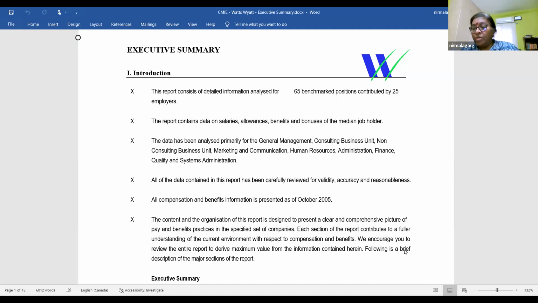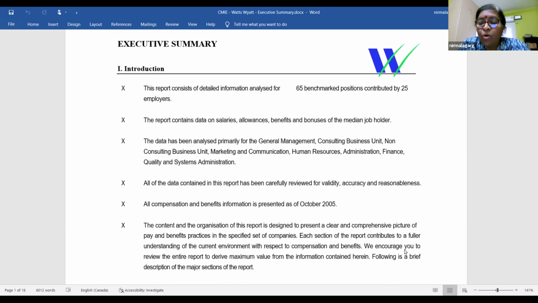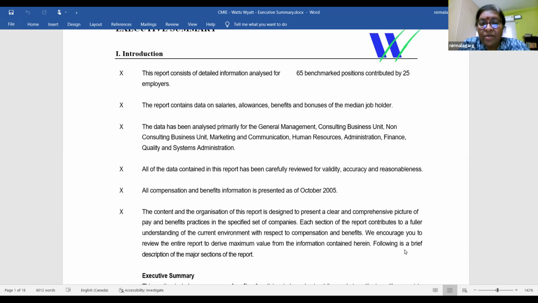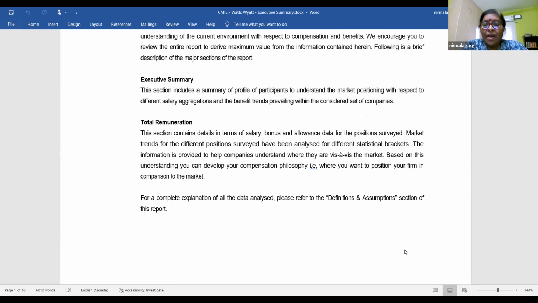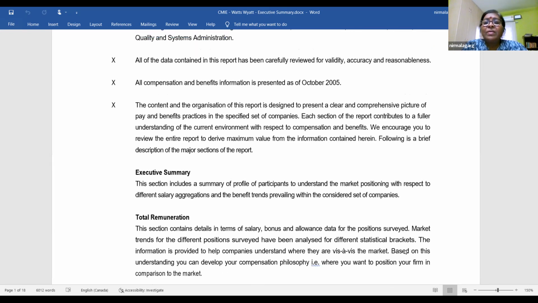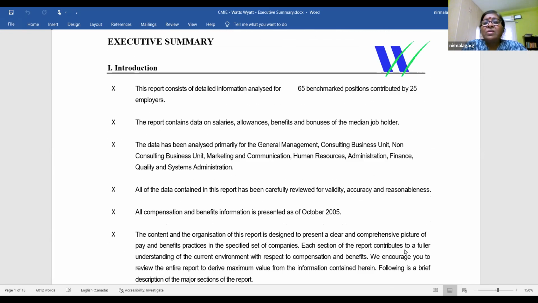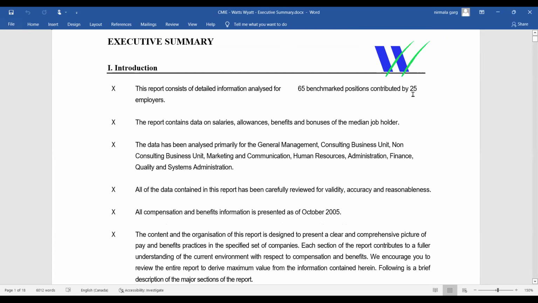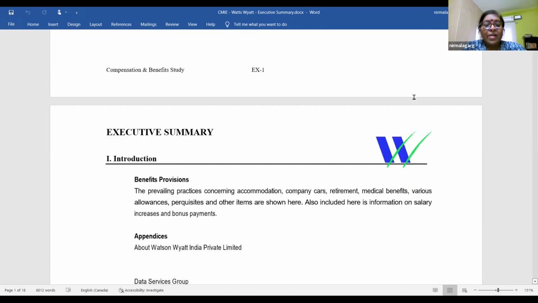Now, I don't know how many of you have actually seen a survey and used it. This is an old one, but it gives a lot of good understanding. This is a salary survey done by Watson Wyatt earlier. It looks like this. If you notice, this survey has taken 65 benchmark positions and 25 companies. So quickly, let us just see those.